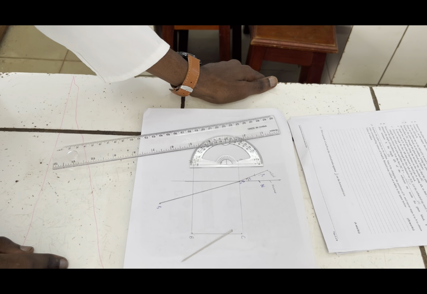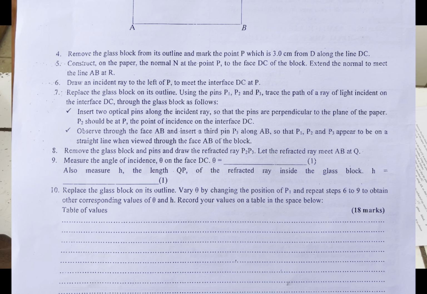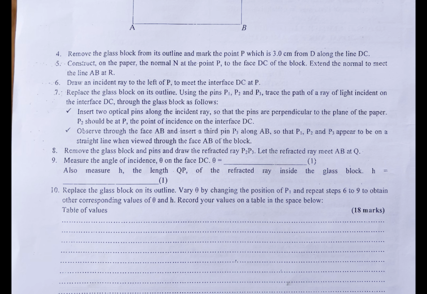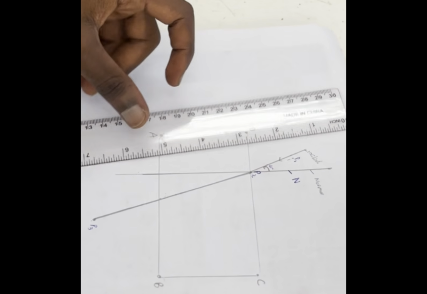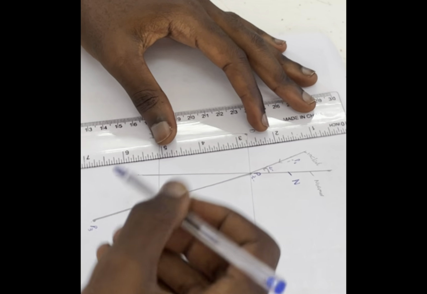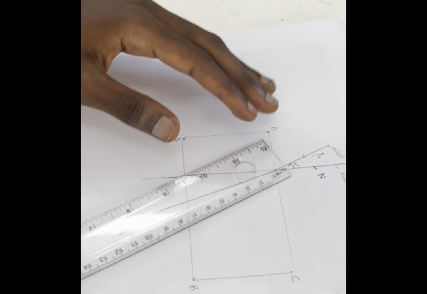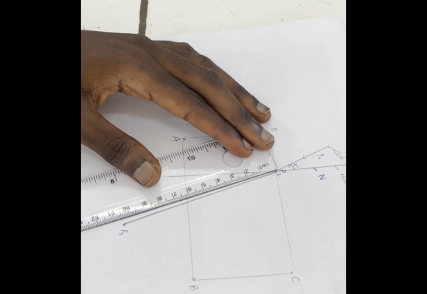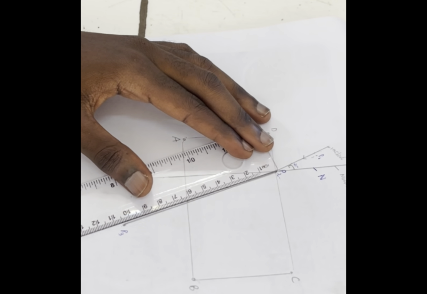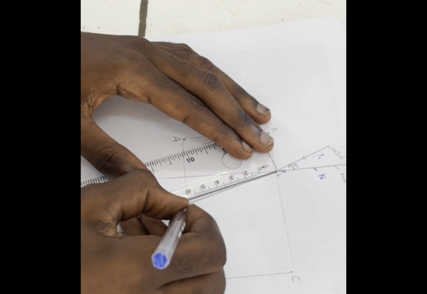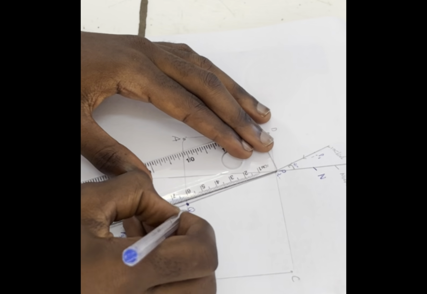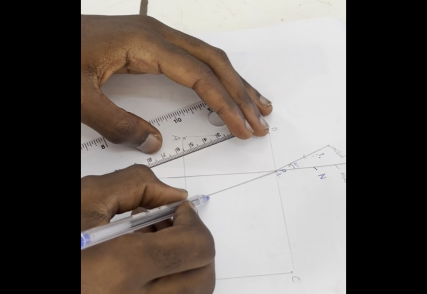Okay. Next step, also measure H, the length QP of the refracted ray inside the glass block H. So we are supposed to measure the length H of the refracted ray. So we are measuring the line P2, P3. You take your ruler. I think to measure a line should not be a problem with you people. Then place here to indicate this point.